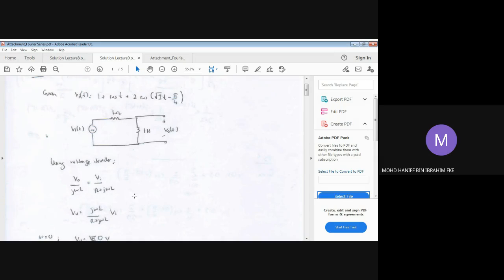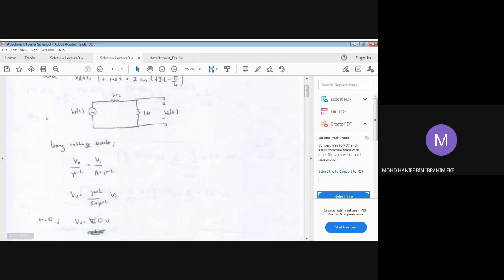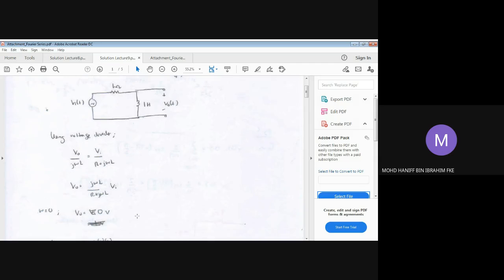Okay, now we have three terms for the input voltage. The first one is at omega equals 0. So the 1 here is for omega equals 0. For this case, by substituting omega equals 0 in this equation, we are now getting V naught, the voltage across the inductor, equal to 0 volts. Hopefully you understand. You will just use this equation here, substituting 0 for omega, and out we're going to have V naught. The output will be 0.